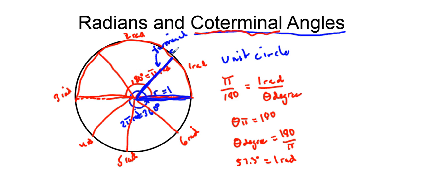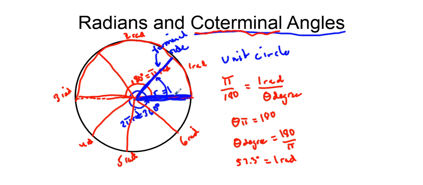All right, that's the terminal side of an angle. What we have here is known as the standard position, and this is the initial side of the angle. Now we talk about coterminal angles. Right here we know this is 1 radian.